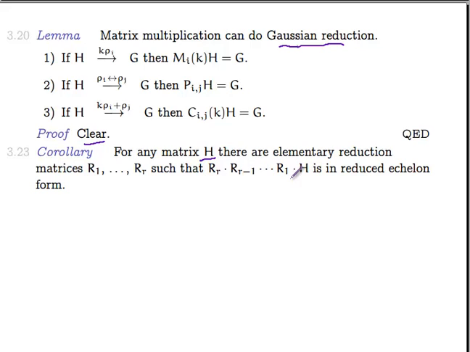Now remember, when you apply the row operation to a matrix, you multiply it on the left. So R1 corresponds to the first row operation that would be applied to the matrix H. After that's done, you'd apply R2 to the result, and so on. Rr would be the last row operation applied to the matrix. And we know that we can choose a sequence of elementary row operations to change H to reduced echelon form. So we can just multiply by the corresponding elementary matrices to perform the same reduction.